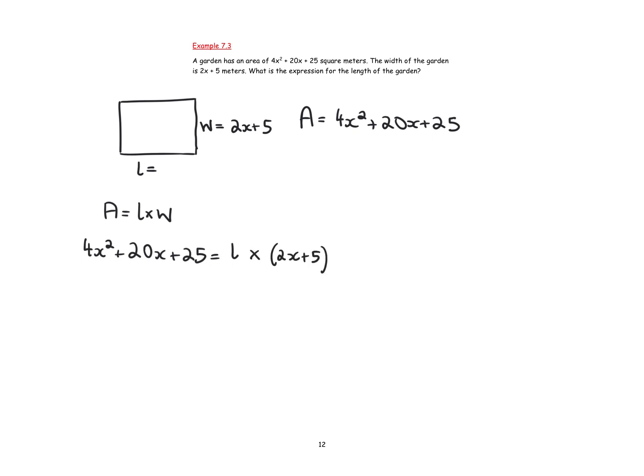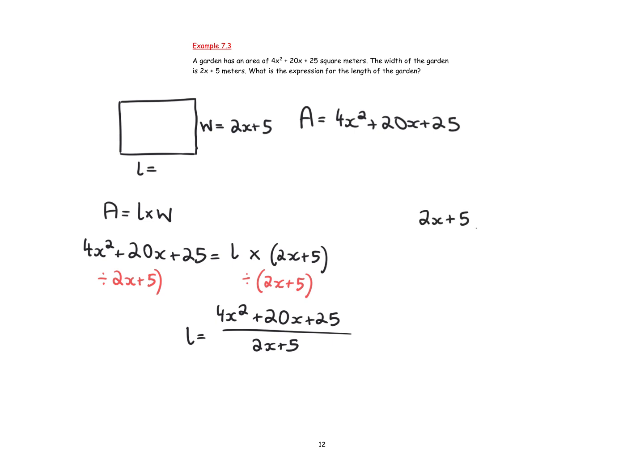Now if we're trying to figure out what the length is, we can divide both sides by 2x plus 5. And when we divide both sides by 2x plus 5, we'll be left with the length equal to 4x squared plus 20x plus 25 divided by 2x plus 5. What we're left with now is an algebraic division. We have 4x squared plus 20x plus 25 divided by 2x plus 5. I'm going to solve this using long division.